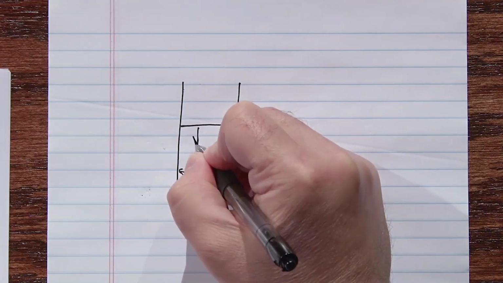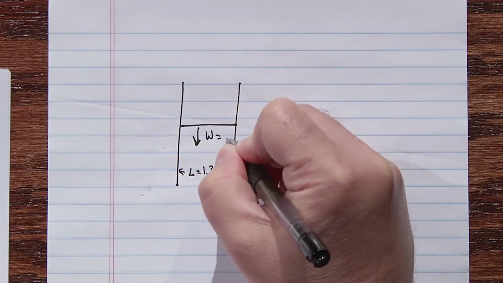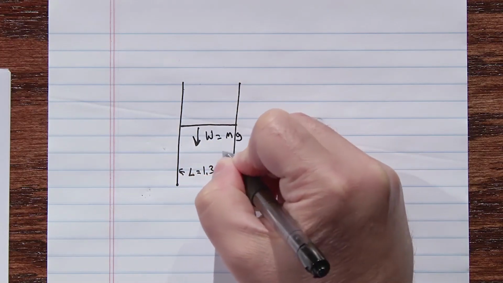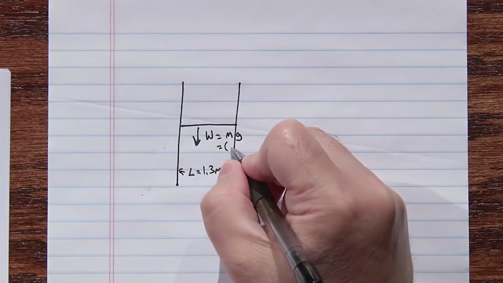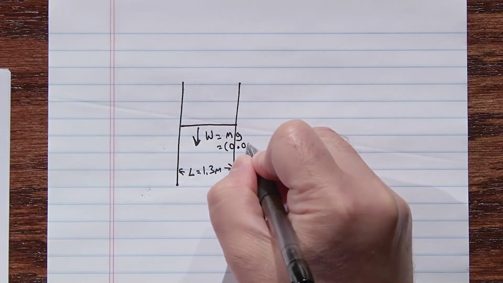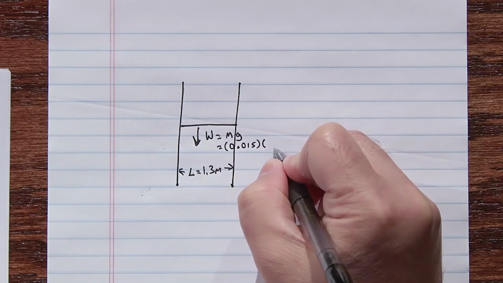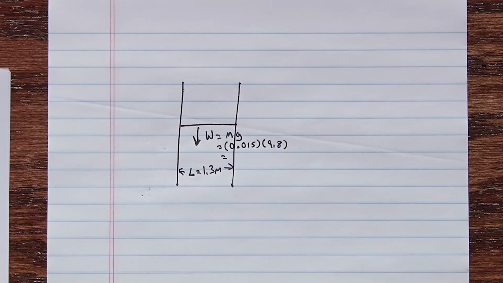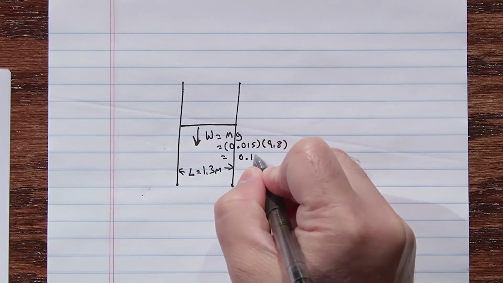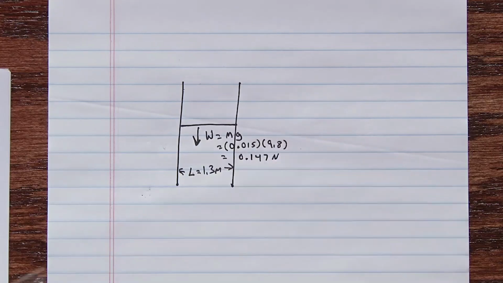The rod has a weight which is equal to its mass times g. The mass is 15 grams, so that would be 0.015 kilograms times g of 9.8. So the weight is equal to 0.015 times 9.8. That would be 0.147 newtons of weight pulling the rod down.